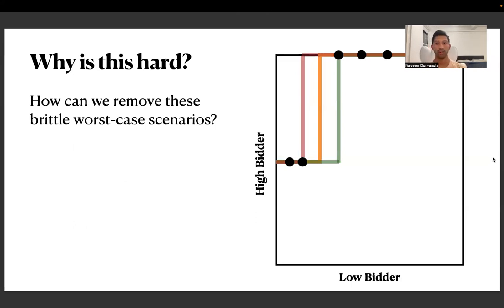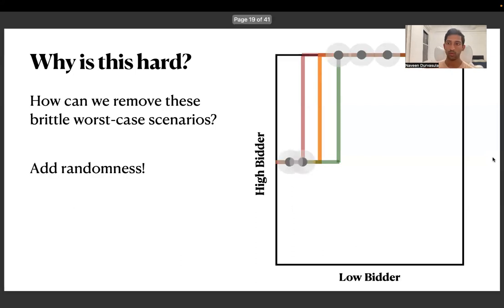But this example is kind of weird, right? Because it requires this very specific precision, this specific function between the high bidder and low bidder. Is it possible to still capture the general challenge of correlation while removing these brittle worst case scenarios? Well, one idea is to add randomness. So if the adversary couldn't pick these particular data points, but instead they were perturbed slightly by nature, perhaps it's actually possible to do some learning because they can't necessarily construct these functions.